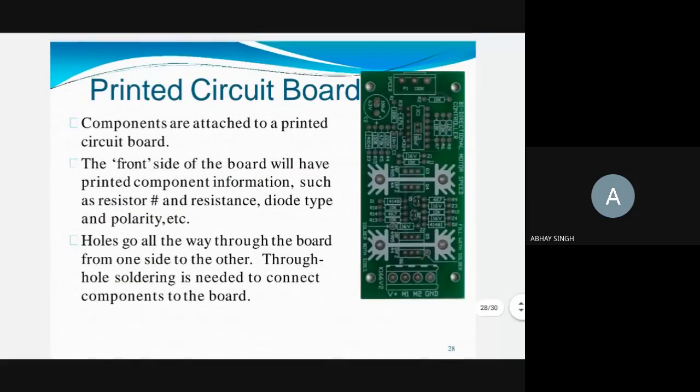Now ICs are mounted on PCBs. It's called printed circuit boards. There are different ways of making PCBs. But once you make your IC, you need a lot of resistances, capacitances, and voltage supplies. We fix everything onto a board, which is called a PCB.